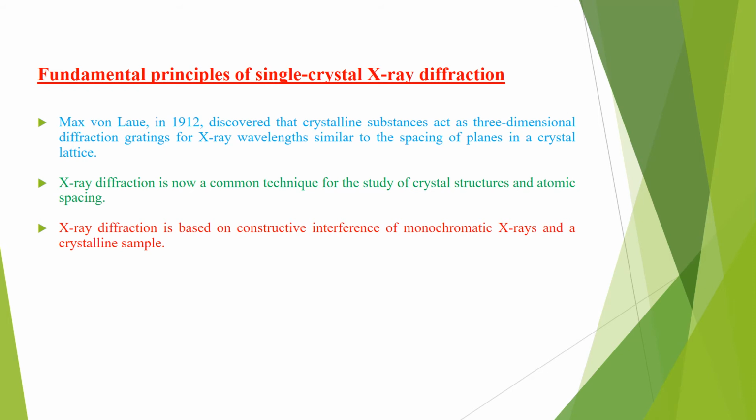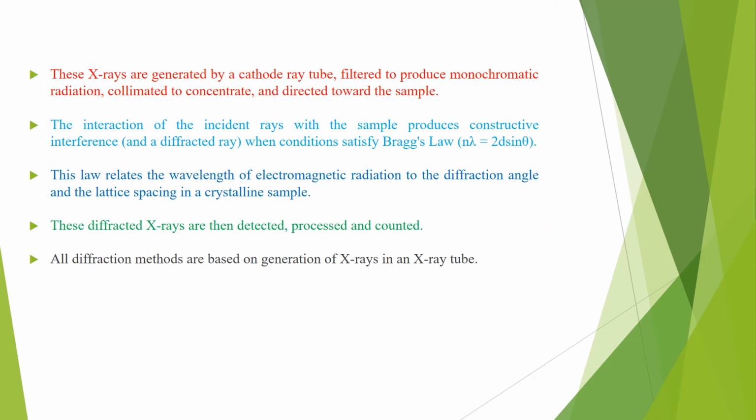And in the next slide, we see some other fundamental values. These X-rays are generated by a cathode ray tube, filtered to produce monochromatic radiation, collimated to concentrate, and directed towards the sample.